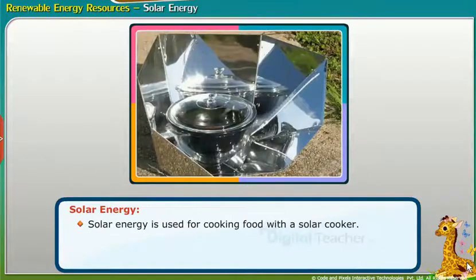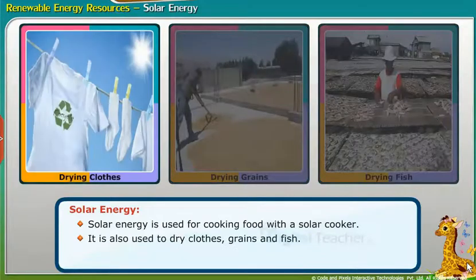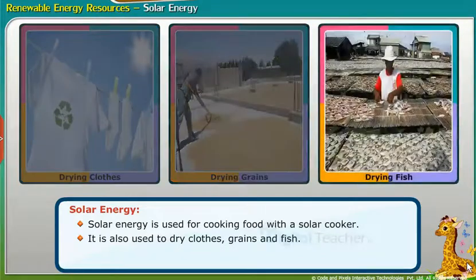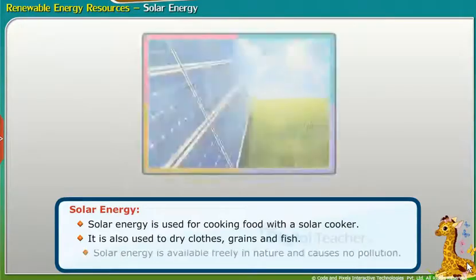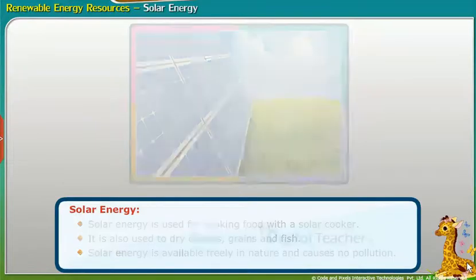Solar energy is used for cooking food with a solar cooker. It is also used to dry clothes, grains, and fish. Solar energy is available freely in nature and causes no pollution.